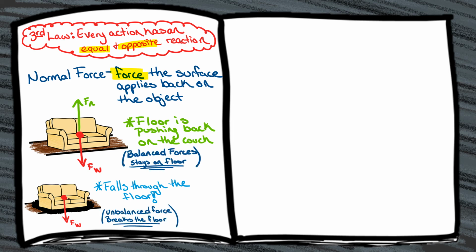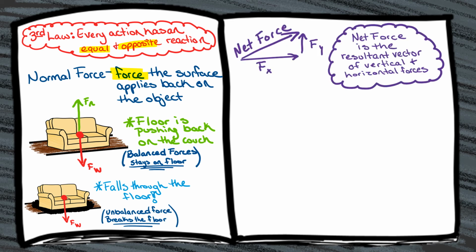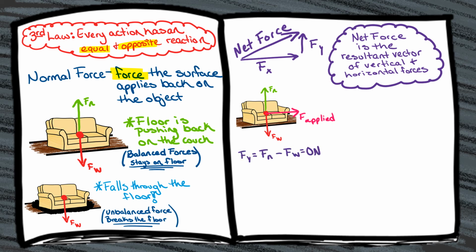Now, this is the reason that when we calculated the couch's net force, we didn't have to combine the vertical forces with the horizontal, because the vertical forces were actually balanced. Only the horizontal was unbalanced.